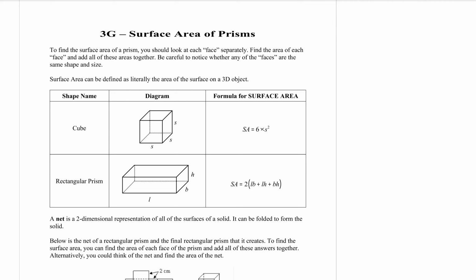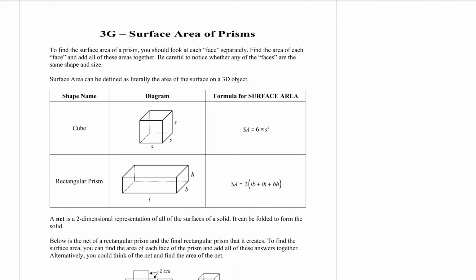Now, area is the amount of space that a two-dimensional shape takes up. But surface area is the area of all the faces of a prism added together. Now we have a formula for a couple of these types of shapes.